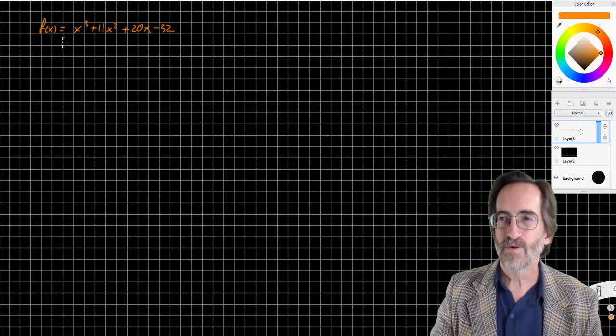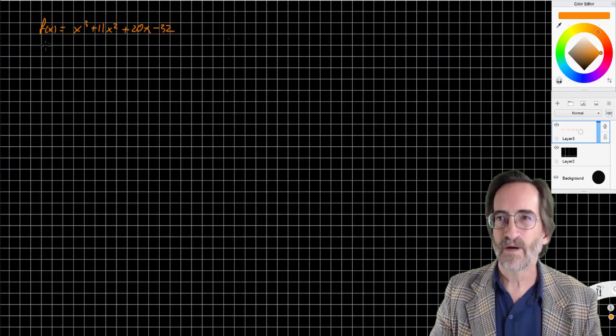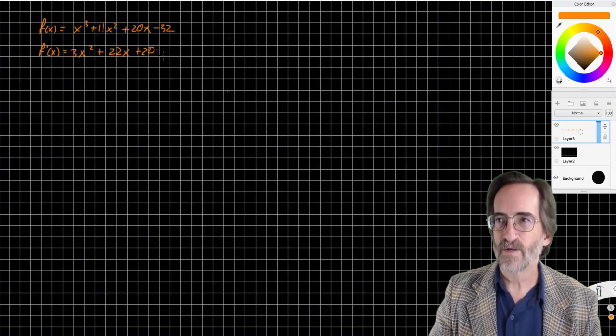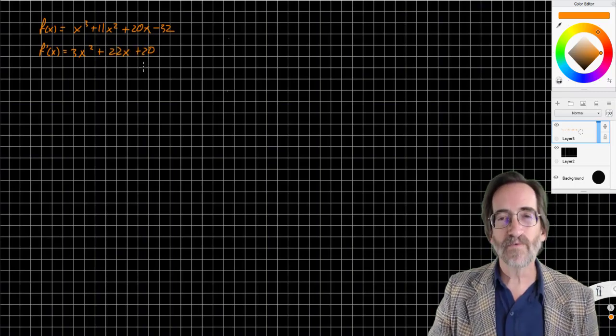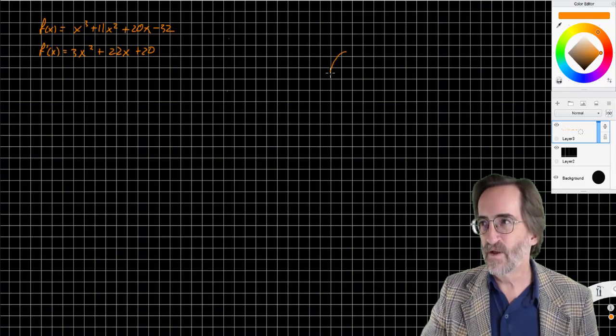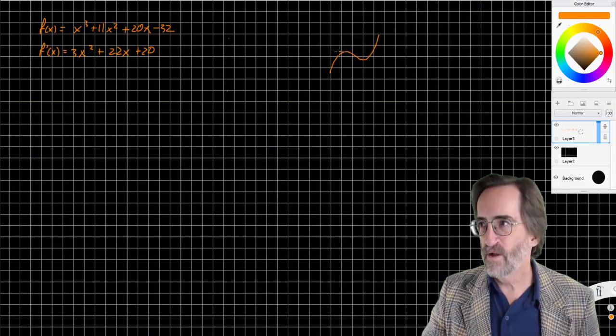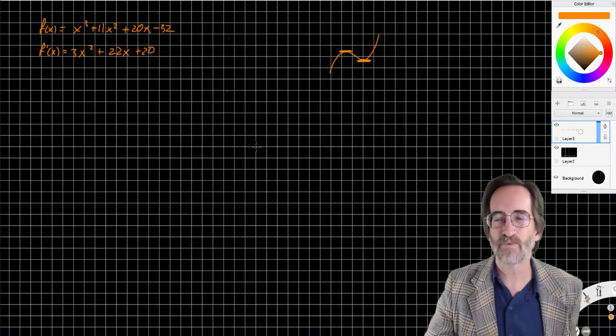All right, so let's go ahead and give this a try here. First thing I might do is take the derivative of f: 3x squared plus 11 times 2 is 22x plus 20. And where the derivative is 0, we have a flat point, right? So it's 0 here and here. So I'm interested in finding those places.